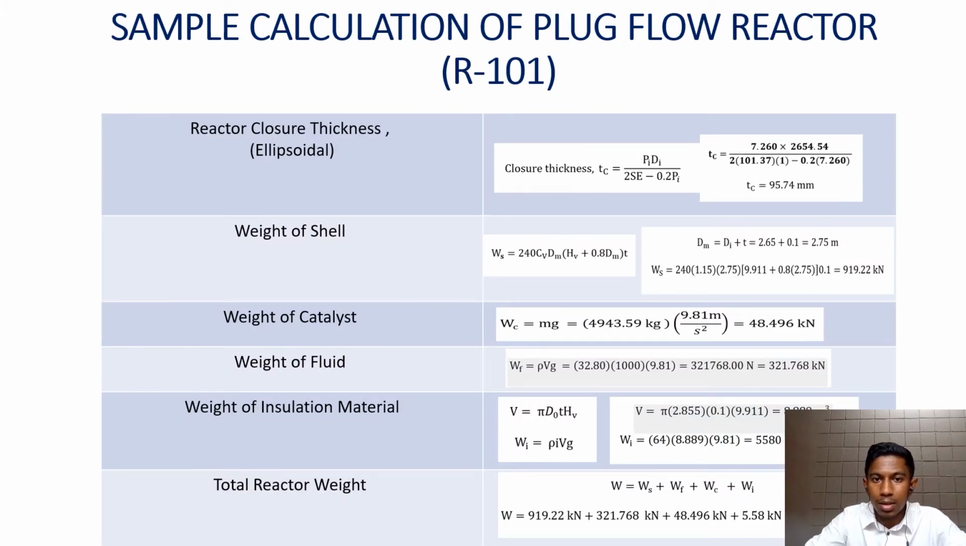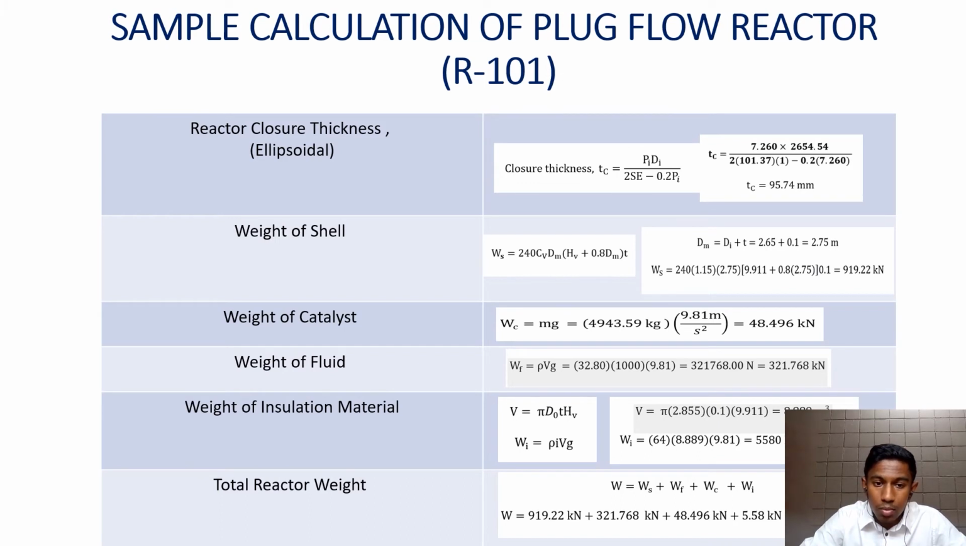So next is the sample calculation, which is done for the mechanical design of the plug flow reactor. We start off with the reactor closure thickness. The reactor closure that was chosen was an ellipsoidal closure, which is very suitable for the high operating pressure of the reactor. The formula used was, as you can see on your right, to find the closure thickness. So the closure thickness was calculated to be 95.74 mm. The weight of the shell, however, was calculated to be 919.22 kilonewton with the given formula.